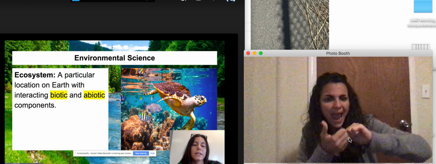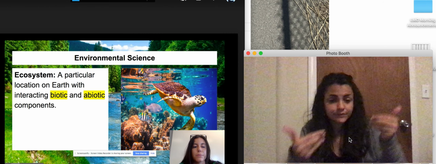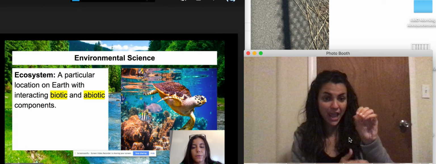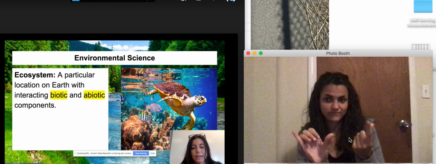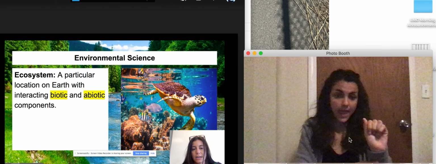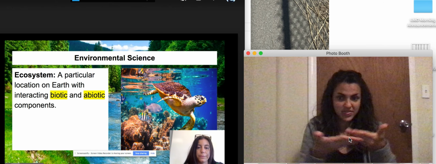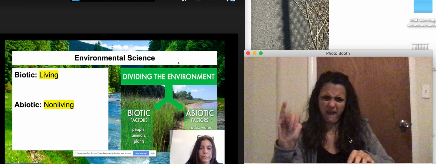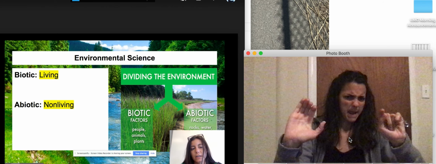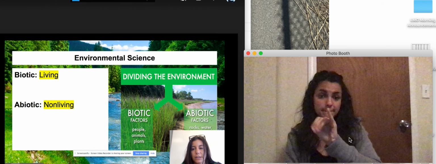All right, what exactly is an ecosystem? It's a particular location on Earth with interacting biotic and abiotic components. So now we're going to refresh what exactly is a biotic and abiotic component. Biotic means living, abiotic is non-living.